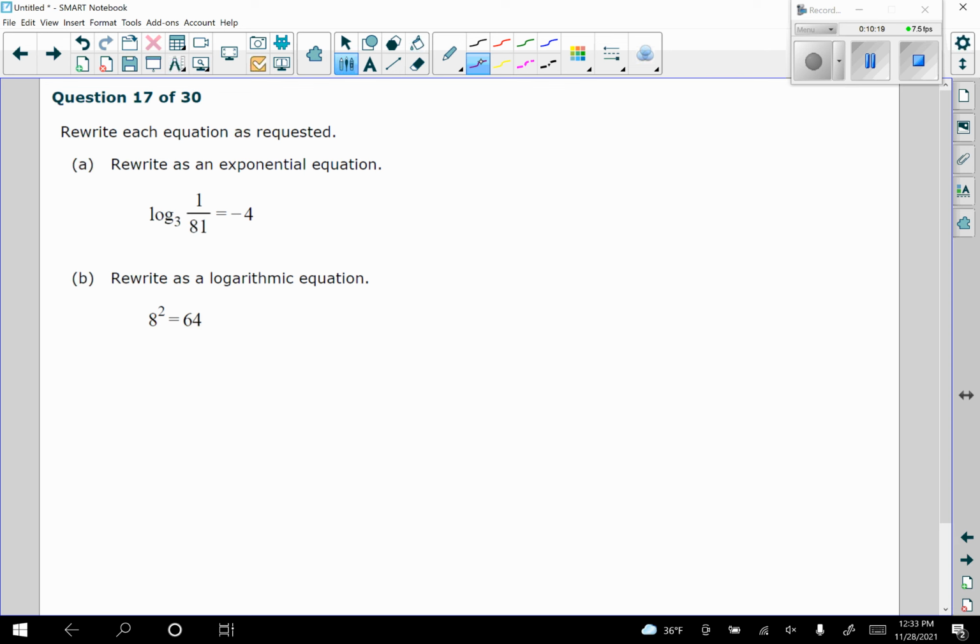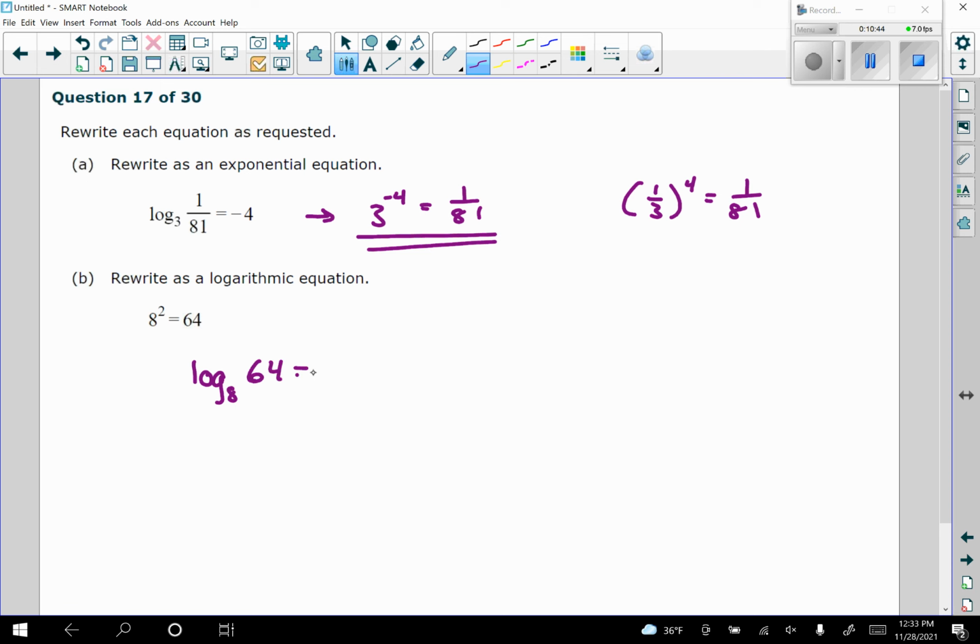All right, for 17, two parts here. First part we want to rewrite as an exponential equation. So this just becomes 3 to the negative fourth equals 1 over 81. And that should make sense because this really becomes 1/3 to the positive fourth, which is giving us 1 over 81. But this is all they were asking for. For part B, rewrite as a logarithmic equation. So we have log base 8, and then it's of 64 would give us 2. So 8 squared would give us 64.